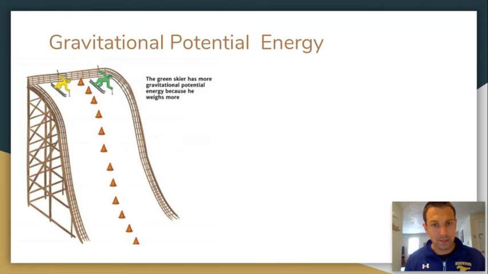But we're only going to talk about the example of the animal at the top of the cliff. We say the animal has gravitational potential energy. We're not going to focus on the elastic potential energy kind just yet. Take a look at this picture.